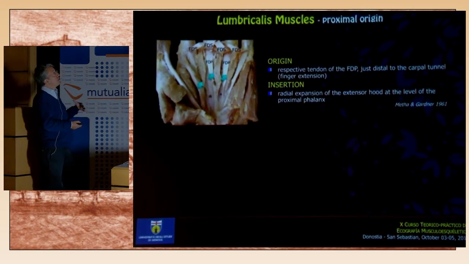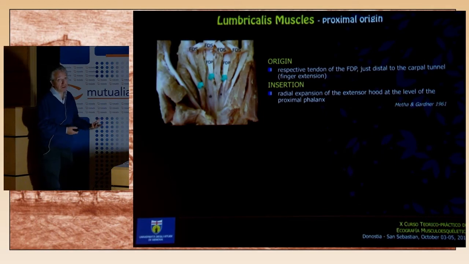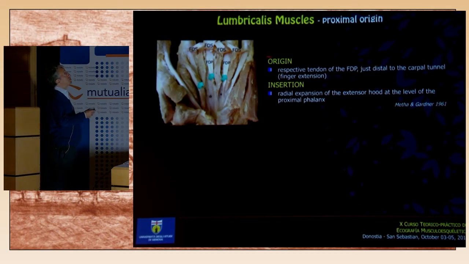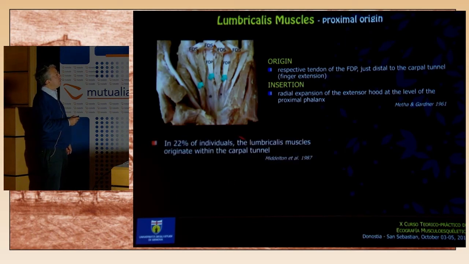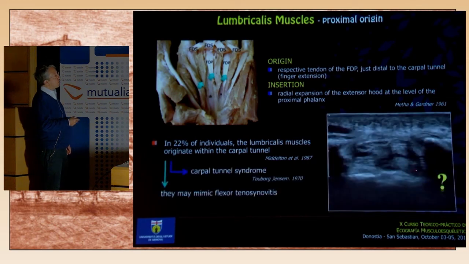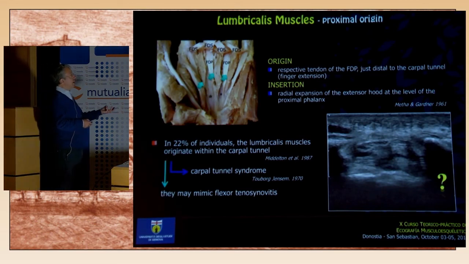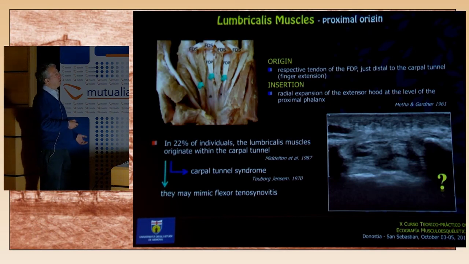And be careful, because in some instances there are some mimickers of tenosynovitis. One of the most common is represented by the lumbrical muscles. And lumbrical muscles, we discussed these muscles yesterday, are attached to the flexor digitorum profundus tendons, and they will insert more distally in the extensor hood. But in some instances, they have a very proximal origin within the carpal tunnel, and so they may contribute to a carpal tunnel syndrome, but what is important to remember for ultrasound is that they can mimic flexor tenosynovitis.